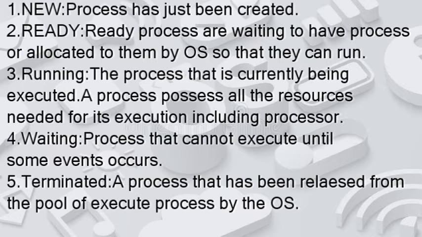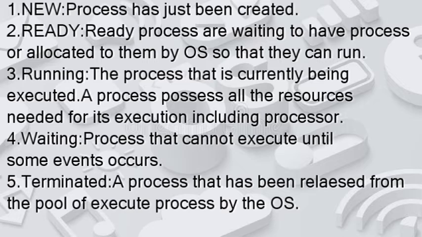Third, running. The process that is currently being executed. A running process possesses all the resources needed for its execution, including the processor. Basically, whatever process I want to execute is in a running state, and all the resources needed to execute it are available. That is called the running state. Fourth, waiting. A process that cannot execute until some event occurs is called waiting. A running process may be suspended and sent to the waiting state.